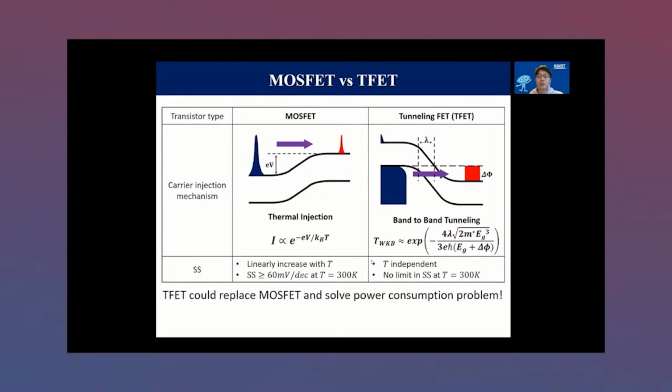So the subthreshold swing and tunneling probability have no dependence on temperature, and there is no limitation at 300 K, room temperature. So TFET could replace MOSFET and solve the power consumption problem by reducing the subthreshold swing below 60 millivolts per decade.